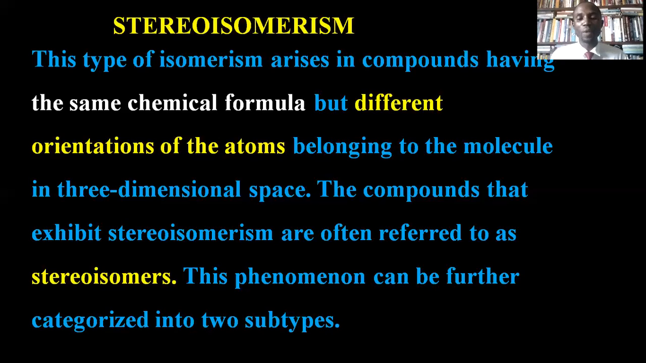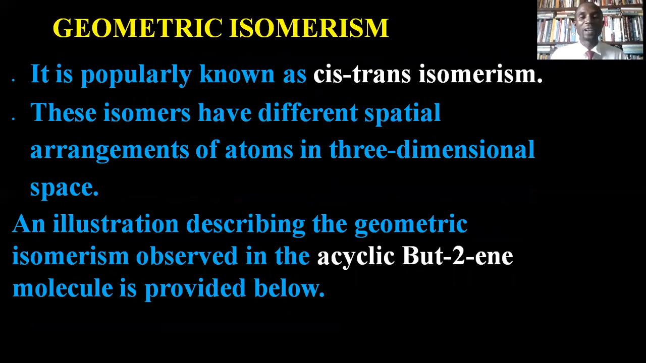So this phenomenon can be further categorized into two: geometric isomerism and optical isomerism. Geometric isomerism is popularly known as cis and trans isomerism. Cis and trans. This isomerism has different spatial arrangements of atoms in 3-dimensional space.